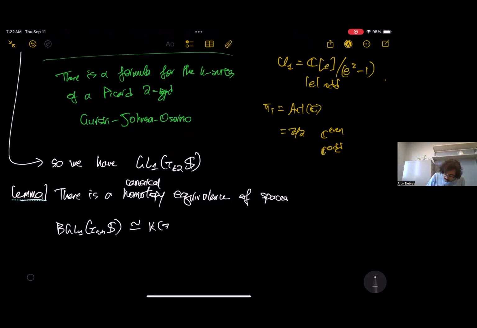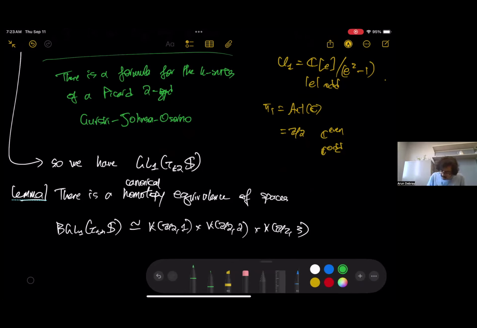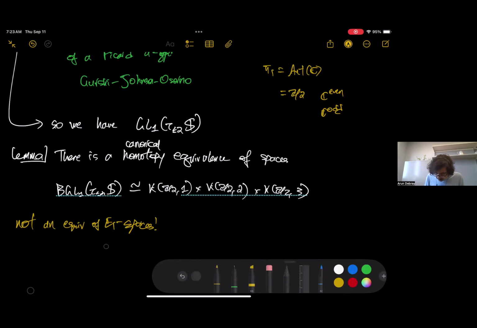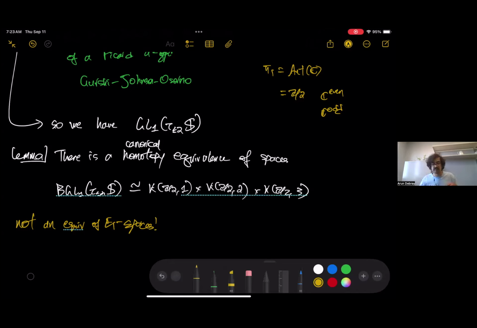So what do we got? We got KZ/2 in degree 1, KZ/2 in degree 2, KZ/3 in degree 3. Now I need to say something about this. The first is this is not an equivalence of E1 spaces. So in other words, it's sort of like saying I have an equivalence of sets, but it's really not an equivalence even of groups. And these are both E infinity spaces. So that's somehow even especially bad. So that's the bad news.